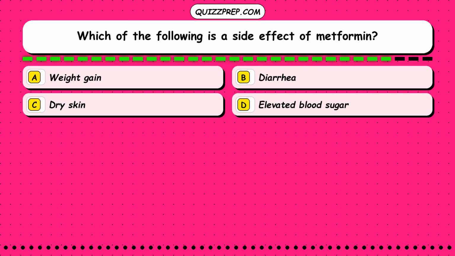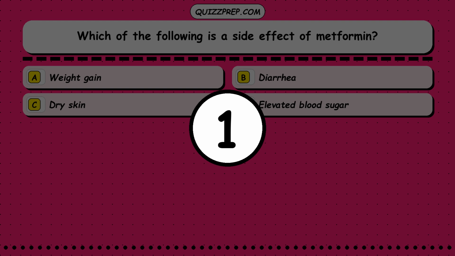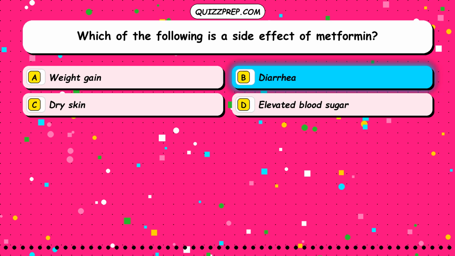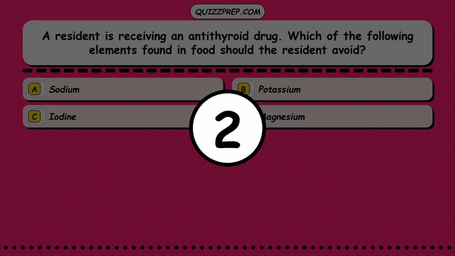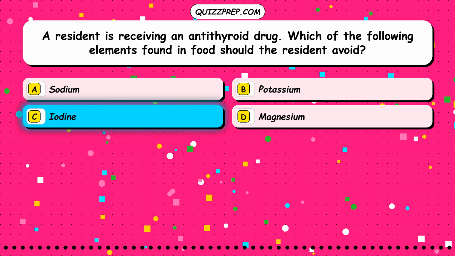Question 307. Which of the following is a side effect of metformin? Option A, weight gain. Option B, diarrhea. Option C, dry skin. Option D, elevated blood sugar. The correct answer is option B, diarrhea. Question 308. A resident is receiving an antithyroid drug. Which of the following elements found in food should the resident avoid? Option A, sodium. Option B, potassium. Option C, iodine. Option D, magnesium. The correct answer is option C, iodine.